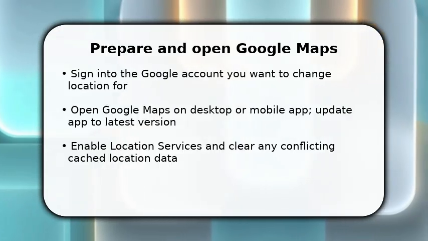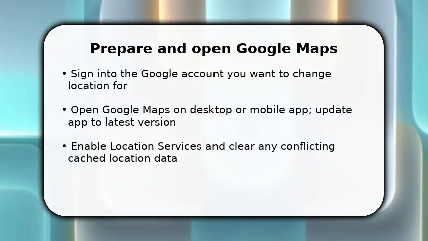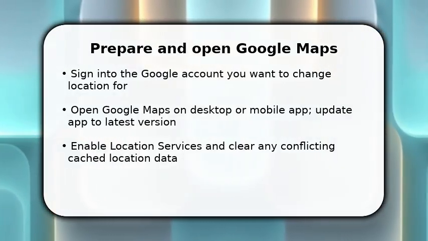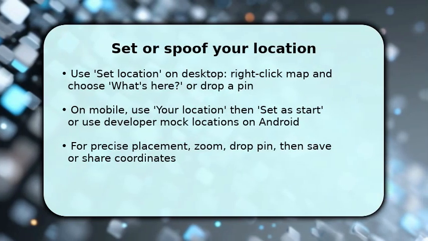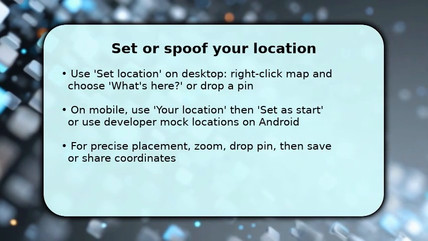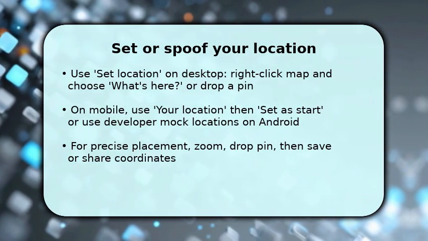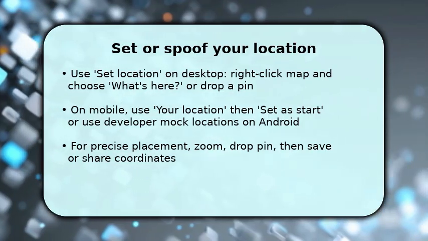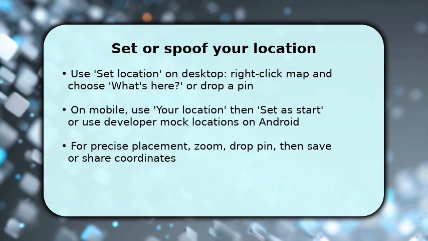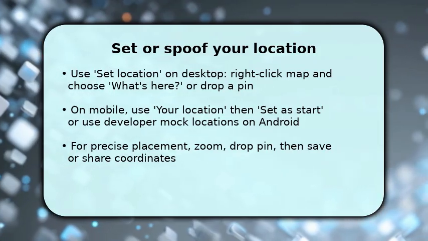Now tap the blue location dot or the profile menu to begin adjusting your current place and preferences. You'll now place the new location precisely. On desktop, zoom in and right-click to drop a pin or use What's Here to capture coordinates, then choose Save or create a label. On mobile, tap the blue dot and select Set as Start or Drop a Pin.